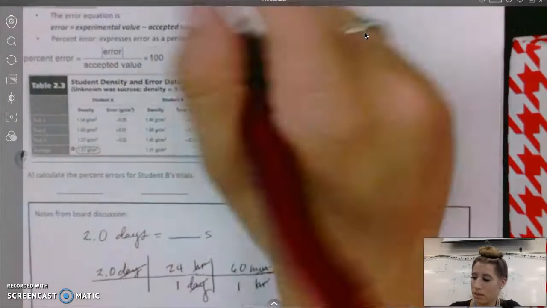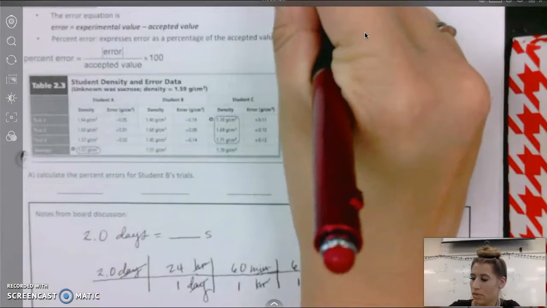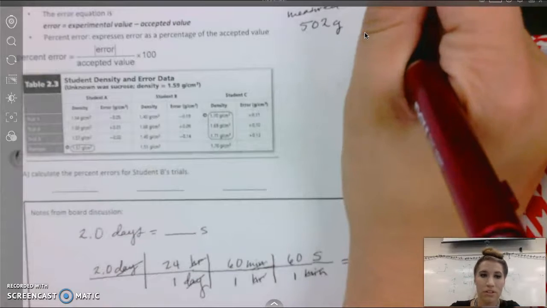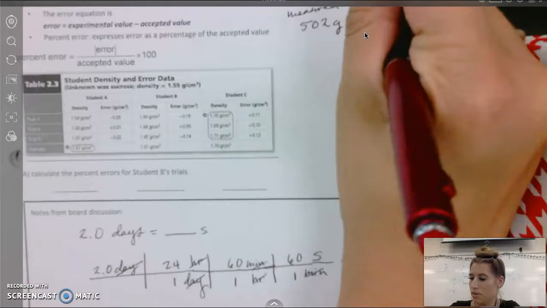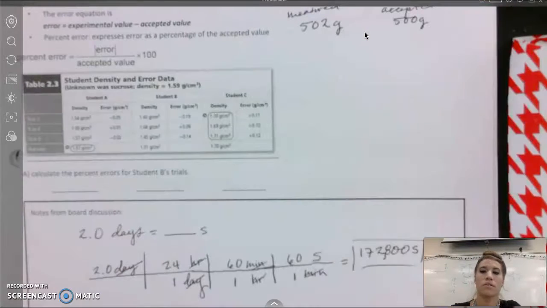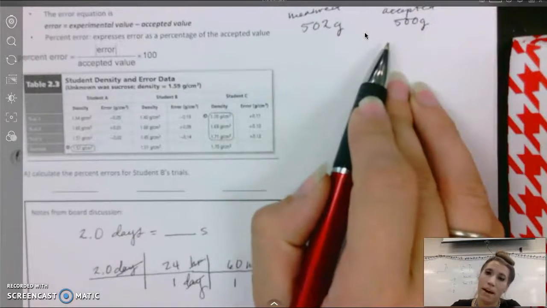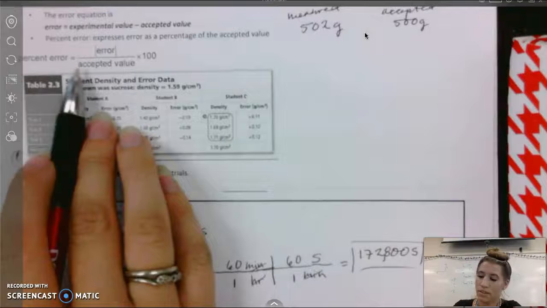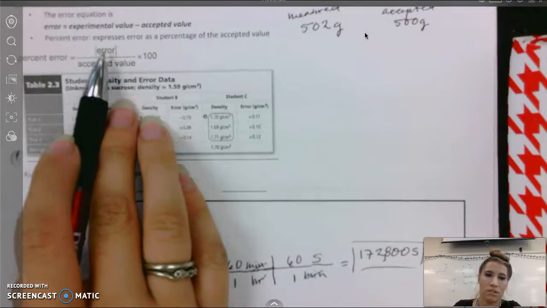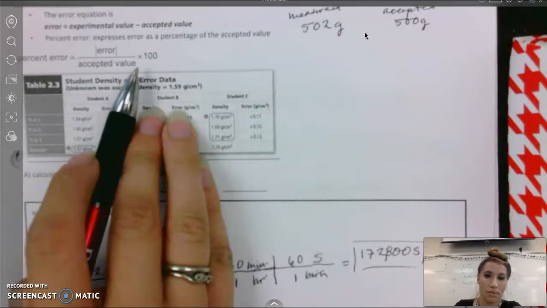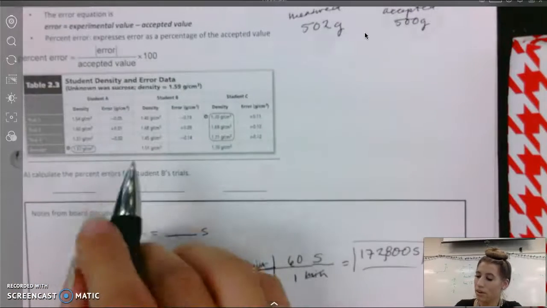That's what the scale gave me, even though we know that our theoretical or our accepted number was 500 grams. Okay? Now, obviously there's an error between the two, but how big is that error? And that's what we're going to look at here. So first thing, percent error is equal to this idea of error in absolute values divided by the accepted times 100.